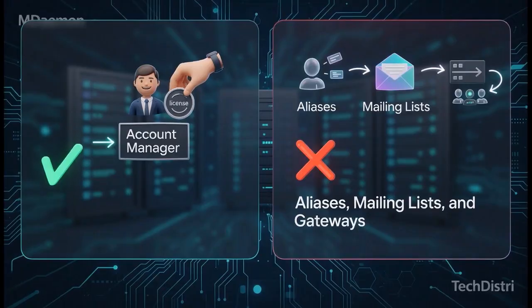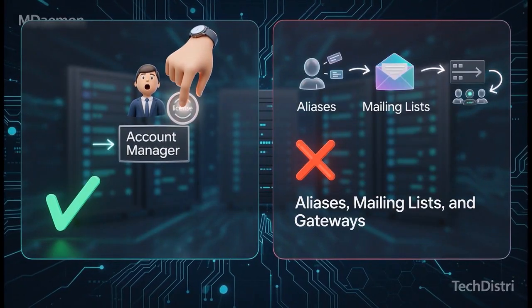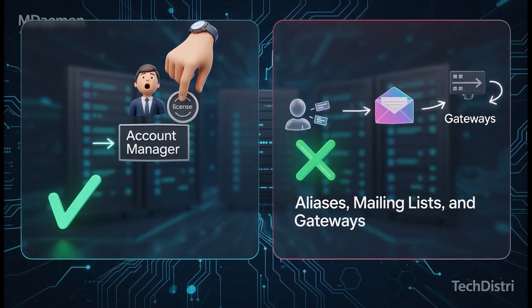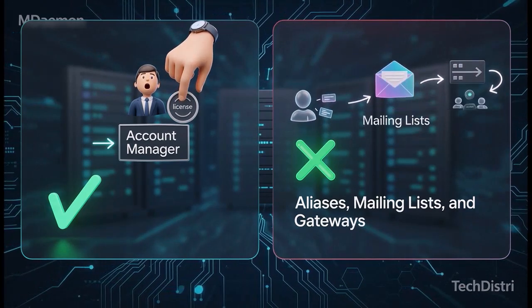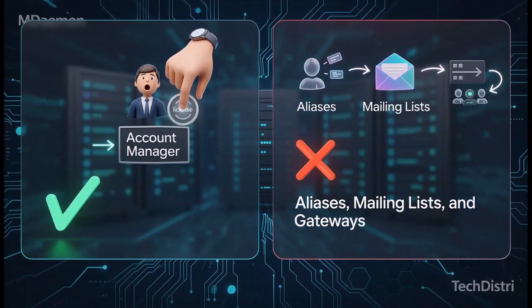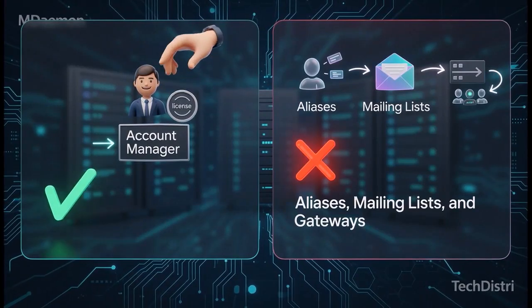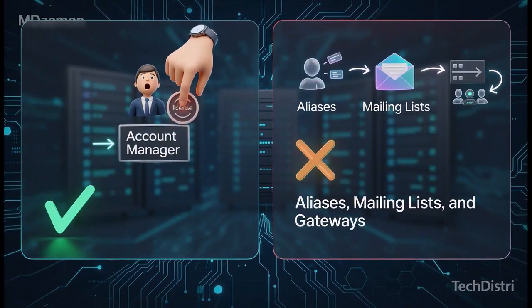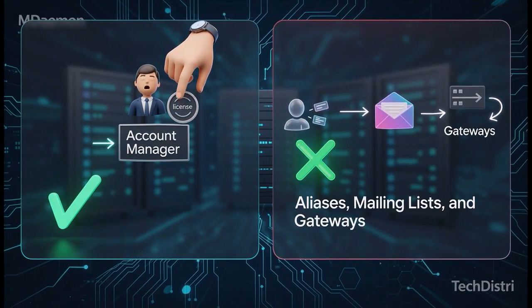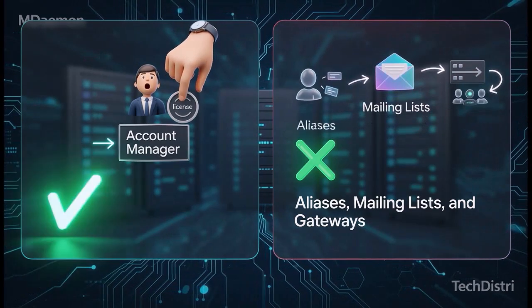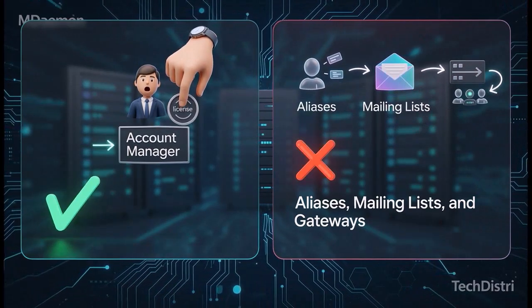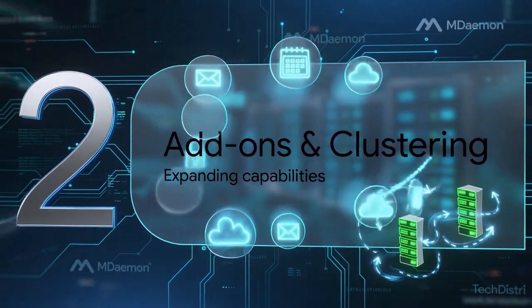Couldn't be easier. But wait, this is where it gets really interesting and super flexible. While those user accounts in the manager take up a license, things like aliases, mailing lists, or gateways do not count. This is a huge deal because it means you can set up as many email aliases or group mailing lists as you want, and it won't touch your user count at all. Pretty awesome, right?